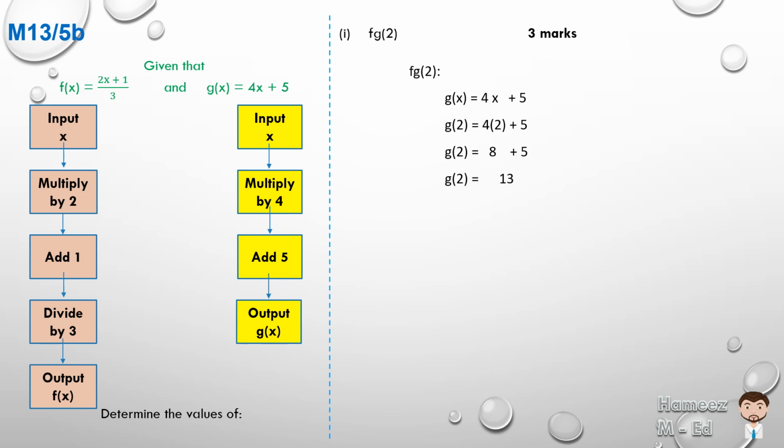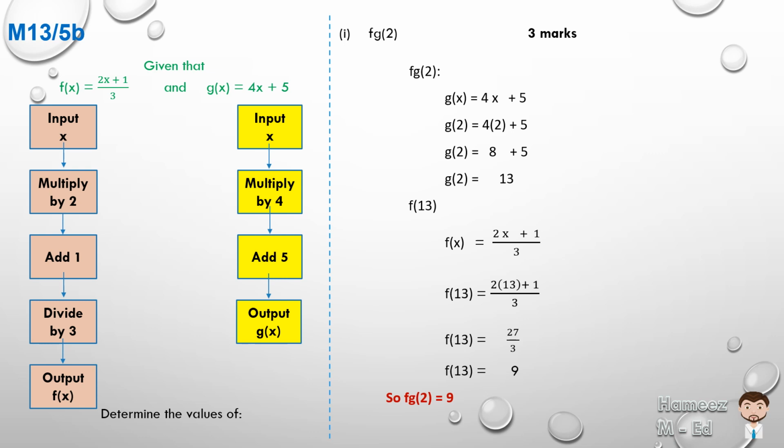What do we do with this 13 now? Since we have fg of 2, and we worked out g of 2 as 13, then we could replace that part. That will give us f of 13, meaning we're operating with 13 as the input in the function f. So write the formula, f of x equal to 2x plus 1 all over 3. Substitute, f of 13 is 2 by 13 plus 1 over 3. 2 by 13 is 26 plus 1, 27, 27 over 3. So f of 13 is 27 divided by 3, which is 9. So the composite function fg of 2 is equal to 9.